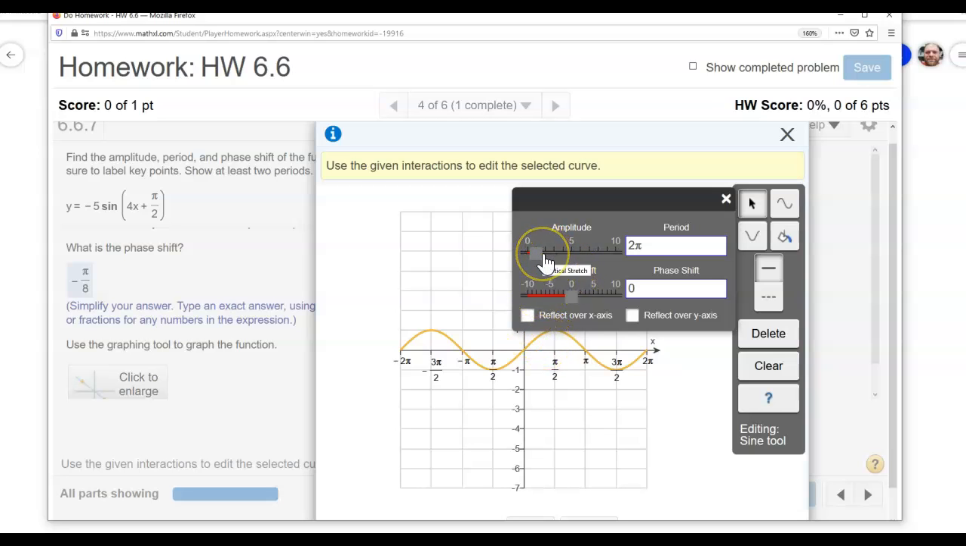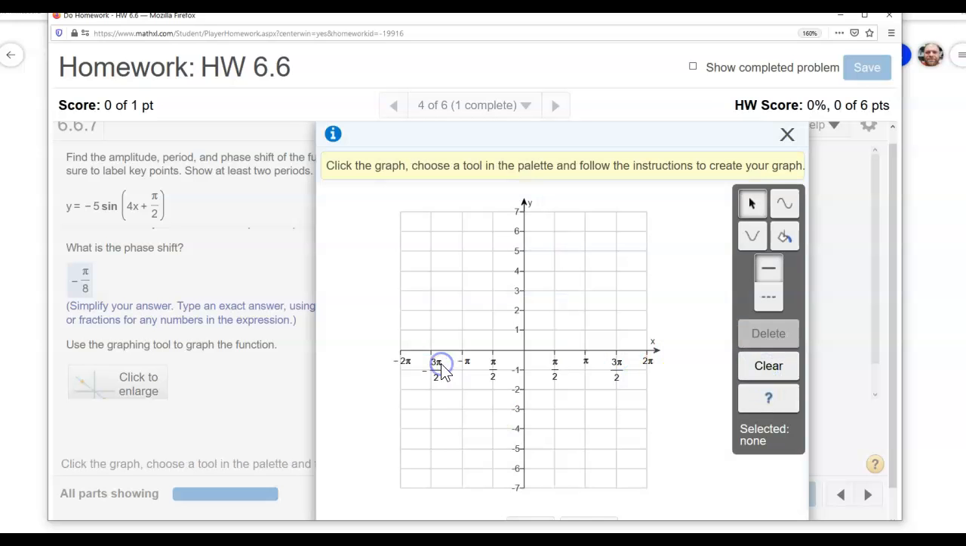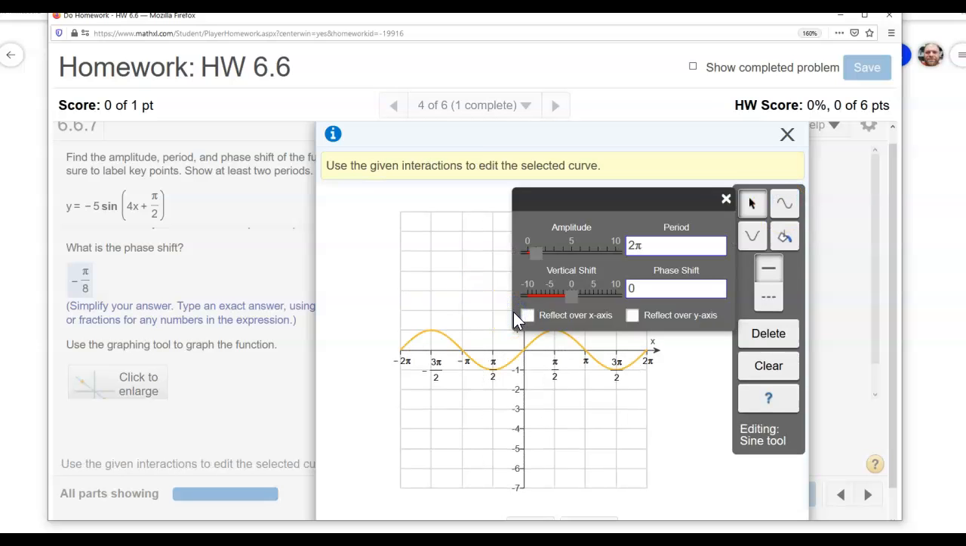So our amplitude was 5, and it was a negative 5. Let me clear everything out of here. Okay, so sine, put it in there. We have an amplitude of 5, and it was a negative 5, so we're going to reflect it over the x-axis. That's what the negative out front means. We have a period of pi over 2. So I'm going to show you how to put a pi in here because we don't see a pi button.